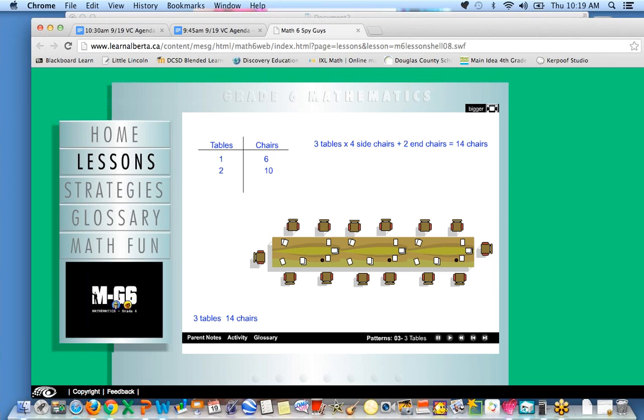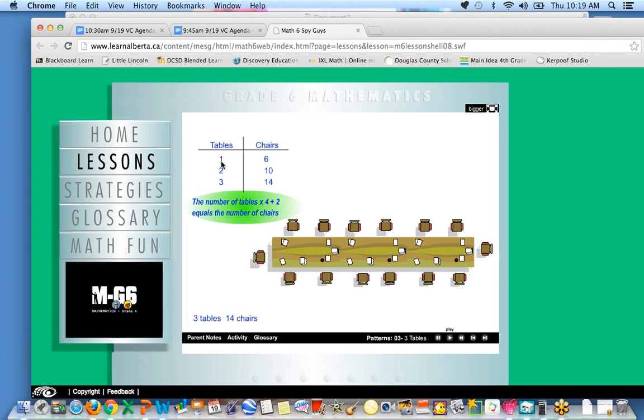If we add another table, we now have 14 chairs. Notice the pattern on the chart by looking at the relationship between the number of tables and the number of chairs. Okay, so this is the most important thing to keep in mind here, that there is a pattern for the number of tables.